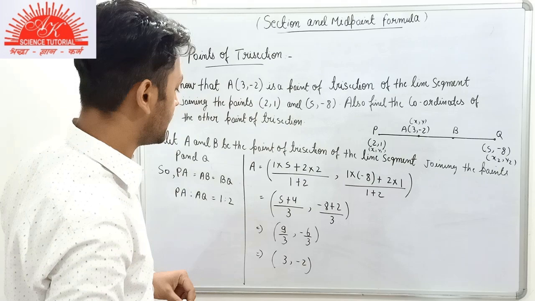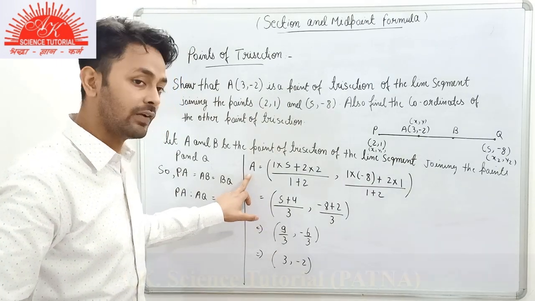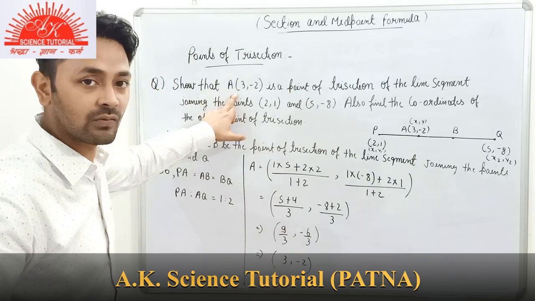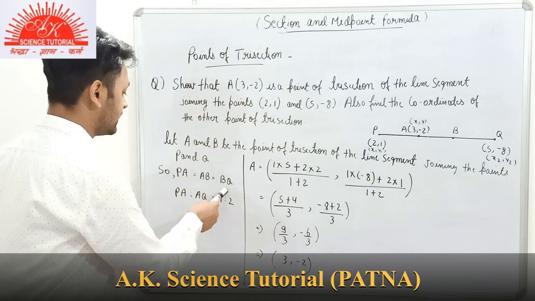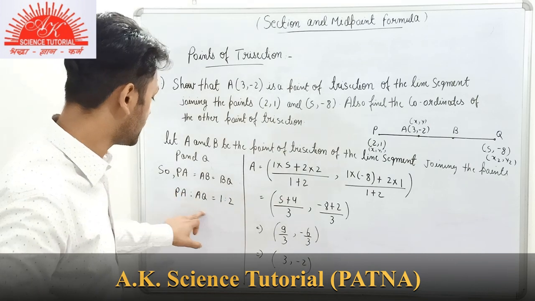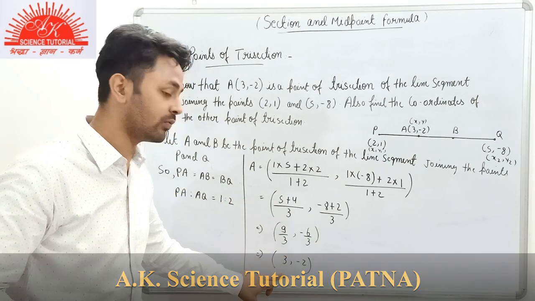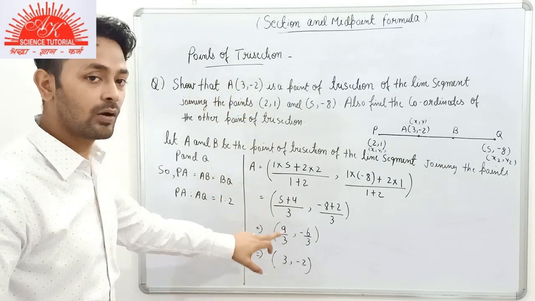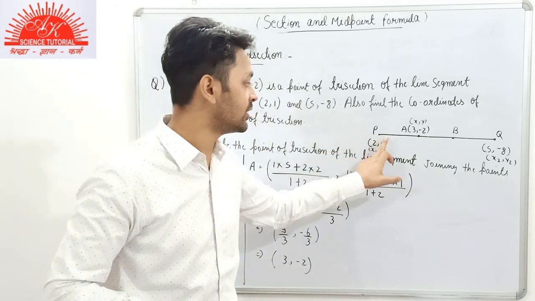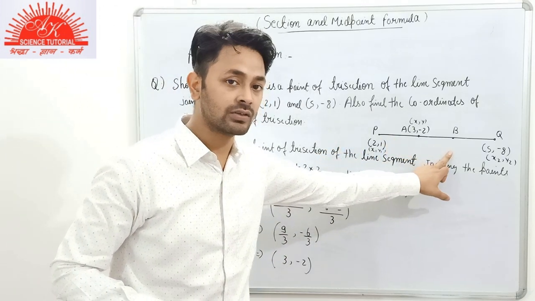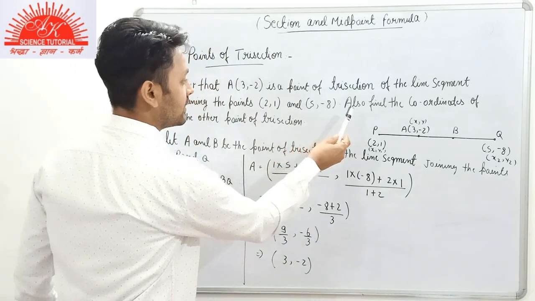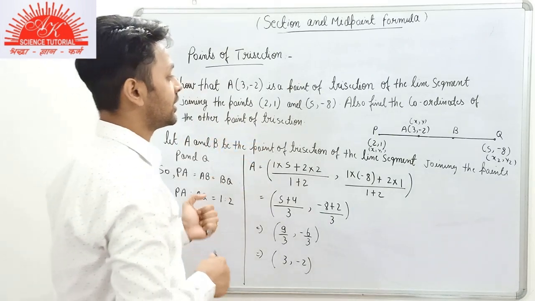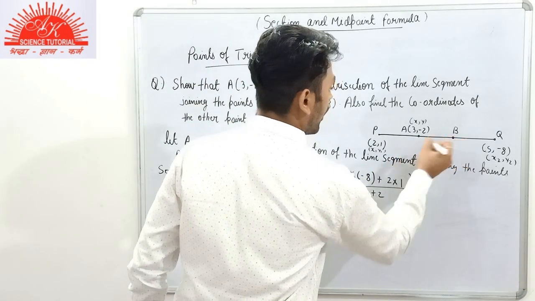So here we can see that we have obtained the value of A as (3, -2). That is the given value. So we can easily say that this ratio is giving us the value of A equal to (3, -2). So we can say that A is a point of trisection of the line segment joining P and Q. And the next part given here is to also find the coordinates of the other point of trisection. It means we have to find the coordinates of point B here.